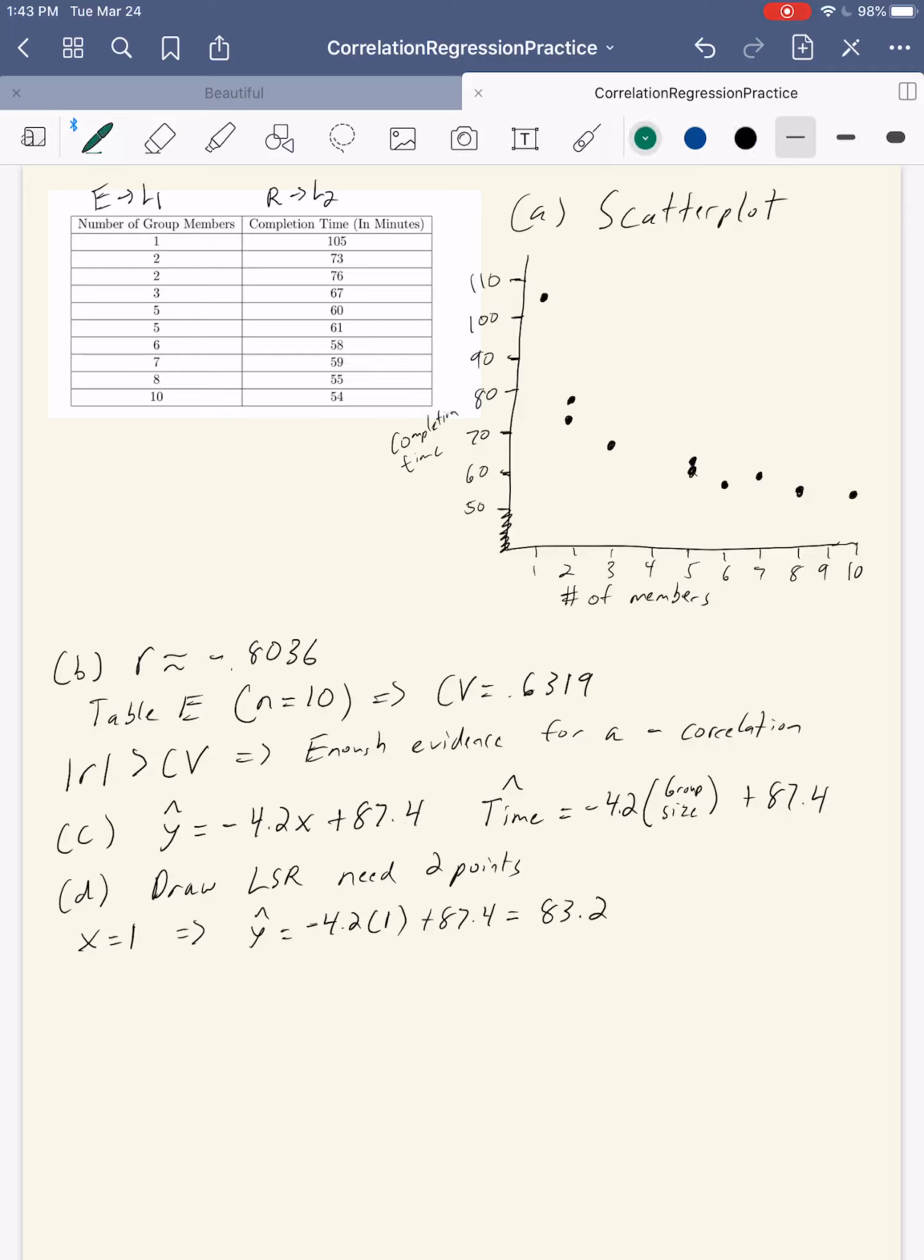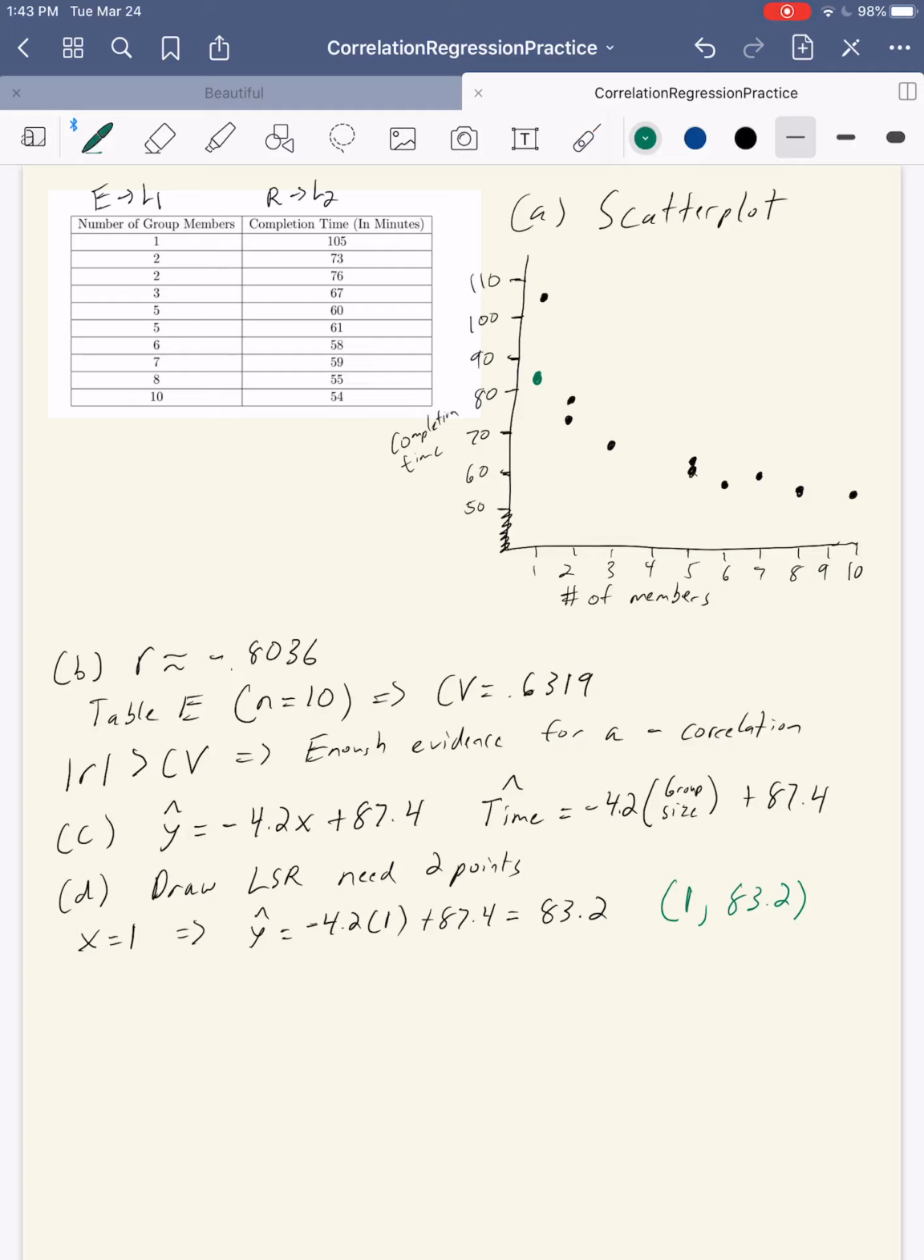We'll put that in another color there. So our point here is going to be 1 and 83.2. We can graph that one on there. 1 and 83.2 seems to be right about there. And again, I would recommend using a different color or a different notation because remember, this point isn't a data point. It's just a prediction from our model.